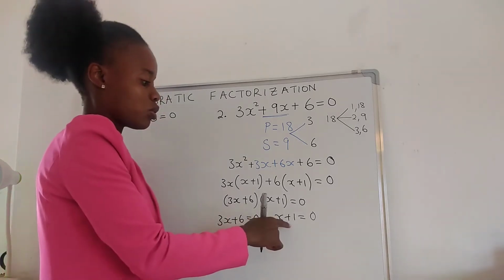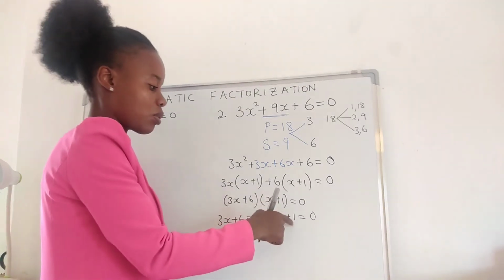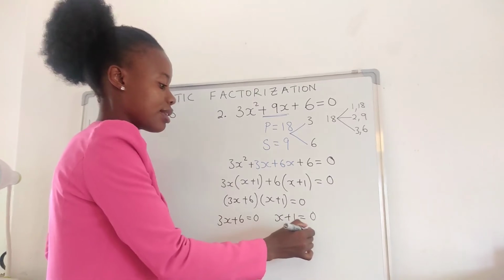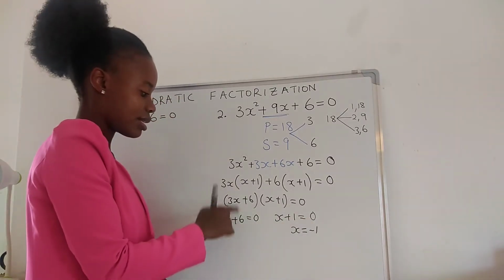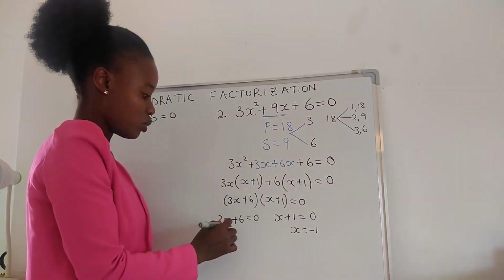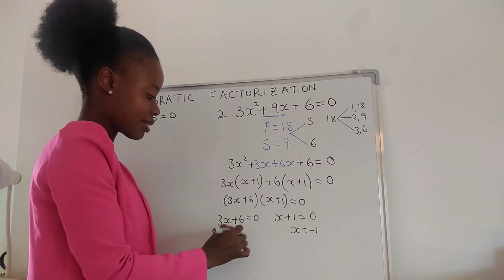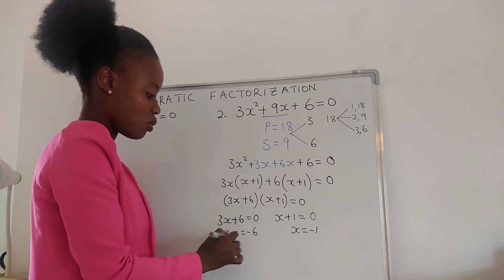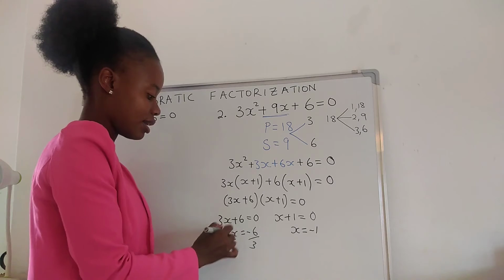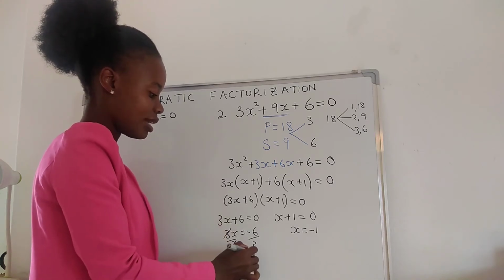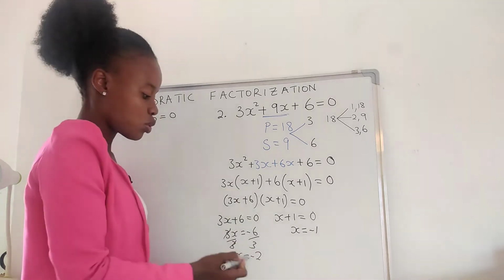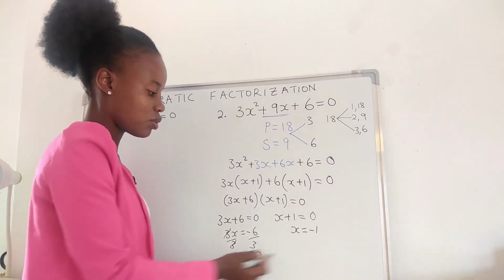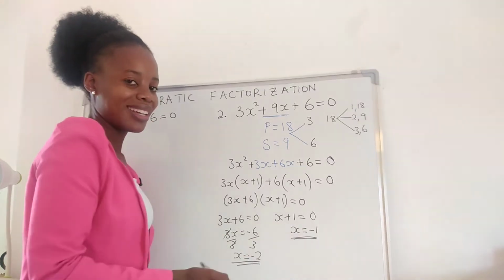We solve for x. We take 1 to the other side, so our x is -1. Here we take 6 to the other side. We're going to have 3x equals -6. We divide by 3 both sides, and our x is going to be -2. So for number 2, our solution is x equals -2 and x equals -1.